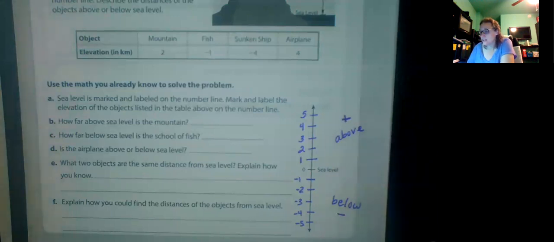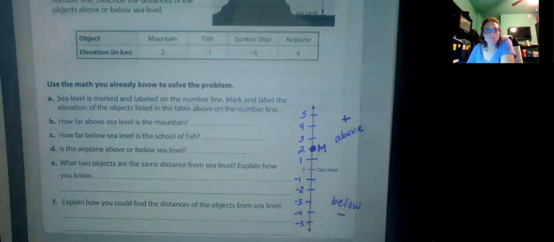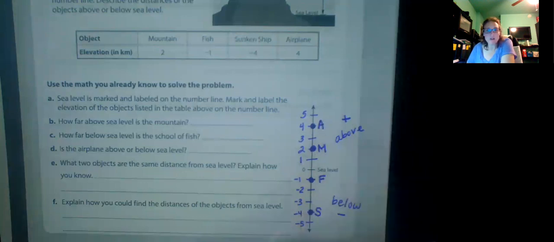Okay, so then we're graphing each of our points. So remember the mountain was at +2, so I'm going to put a dot here, and I'm going to label it M for mountain. The fish was at -1, so I'm going to put a dot at -1 and label it F for fish. The sunken ship was at -4, so I'm going to put a dot at -4 and label it S for sunken ship. And the airplane was at +4, so let's put a dot at +4 and label it A for airplane. So we've done everything so far that A has asked us.